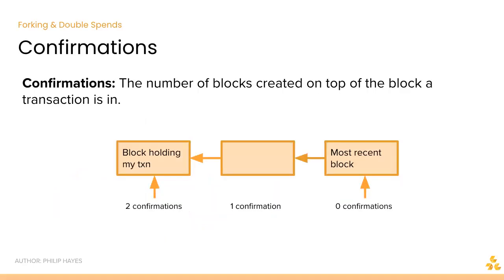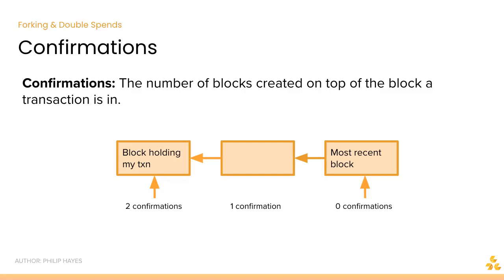So what's one way to fix this? One way to fix this is with confirmations. Before Bob sends Alice the iPhone, he can say, okay, we're going to need X amount of confirmations before I send you the iPhone. Confirmations are the number of blocks created on top of the block the transaction is in. So if this is the block holding my transaction, it has two confirmations, because there are two blocks on top of it. This block in the middle has one confirmation because there's one block on top of it. And this block right here is the most recent block, and it has 0 confirmations because no blocks are on top of it.